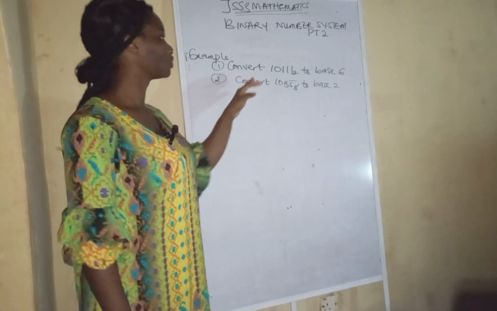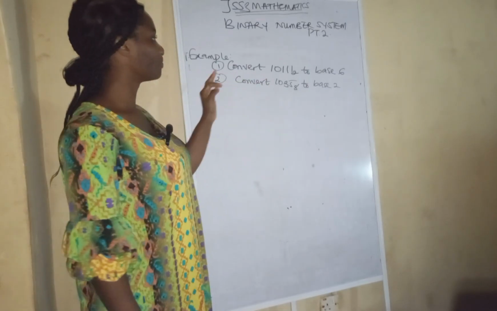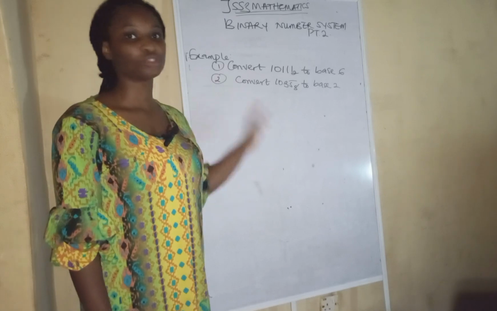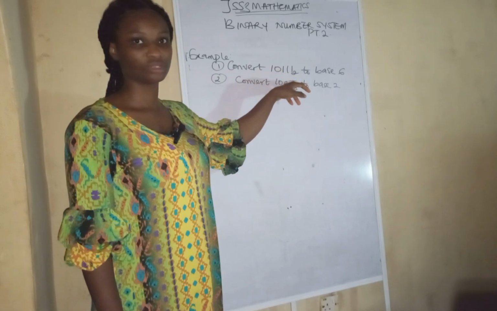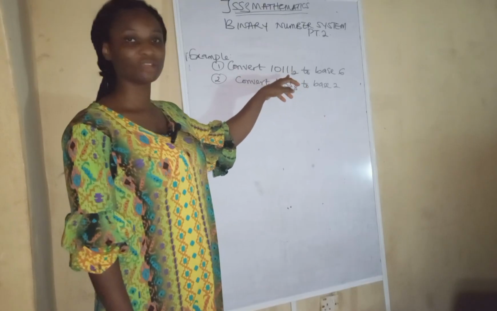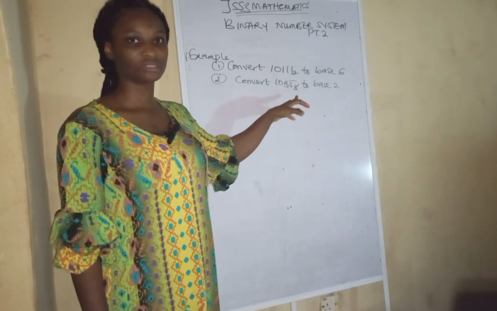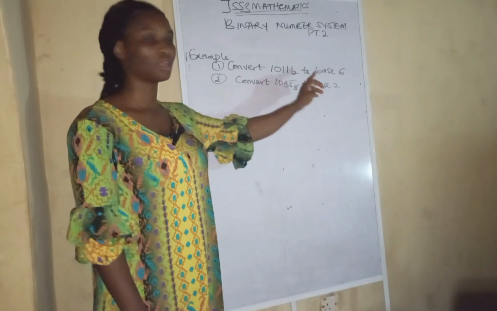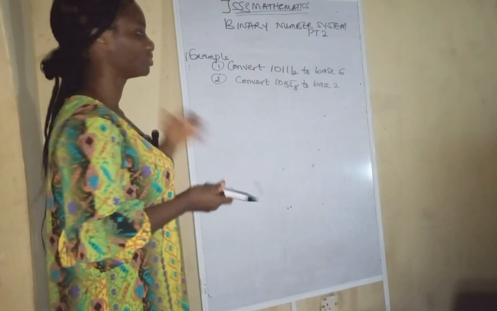So now, to convert 10111 base 2 to base 6. We also have to convert 1035 base 8 to base 2. So the first thing we'll be doing is to convert this to base 10. Then, whatever we get, we're going to divide it by 6. Same with this one: we multiply by base 8, and whatever we get, we divide it by base 2. So that's how we're going to go about it. So it's not straightforward.